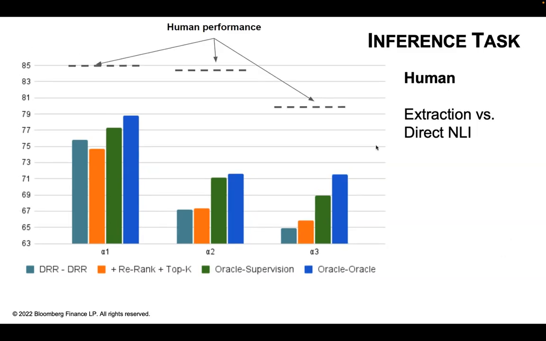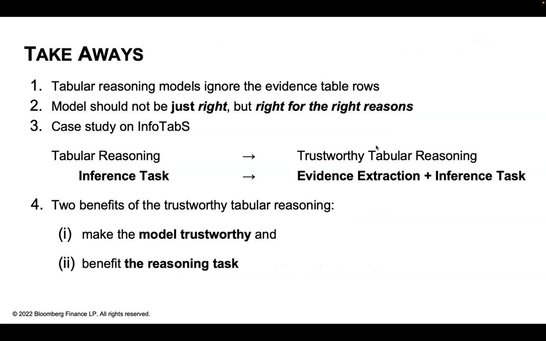However, despite all this, we found that human performance on direct NLI, directly predicting the inference label without going through the extraction phase, is still significantly better, especially for the alpha 3 setting. Overall, the takeaway from the talk is that tabular reasoning models ignore the table evidence rows. We argue that the model should not be just right but also right for the right reason. We did a case study for InfoTabs. In the case study, we show that tabular reasoning approaches should be replaced with trustworthy tabular reasoning, where the inference task is replaced with a two-stage pipeline: evidence extraction followed by the inference task.